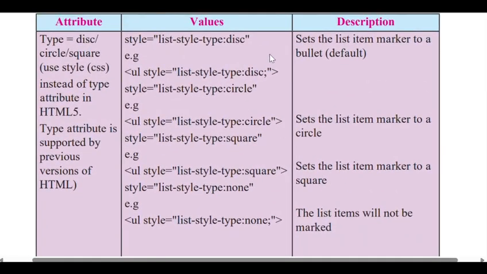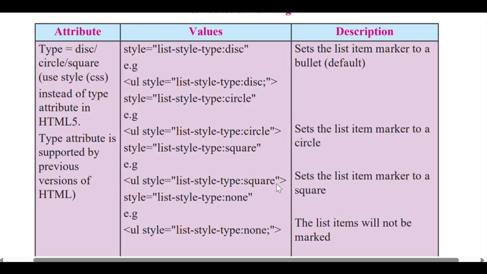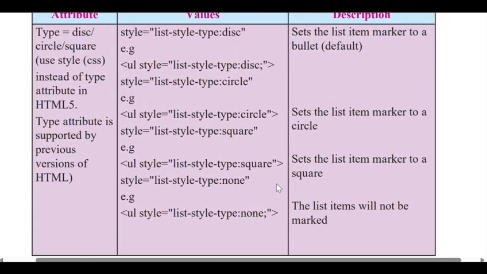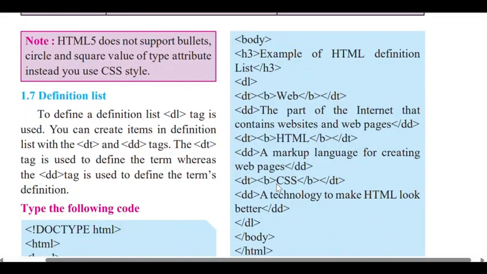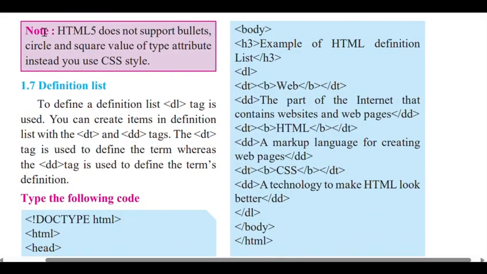So these are the four attributes: disk, circle, square, and none. Keep all these four attributes in mind, because they can be asked in exam, in two correct, single correct, or three correct answers, and can also come in match the pairs or true or false.